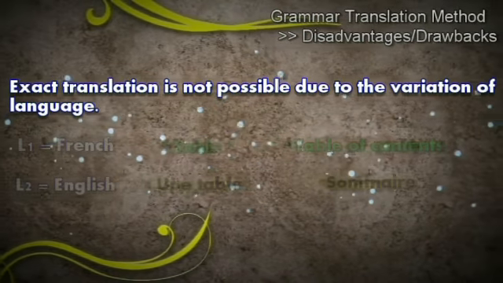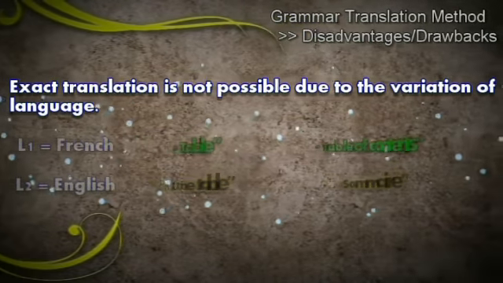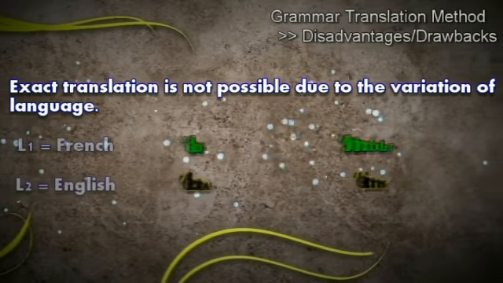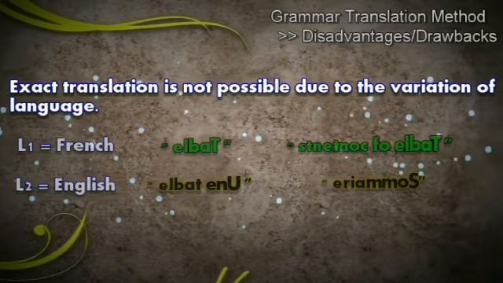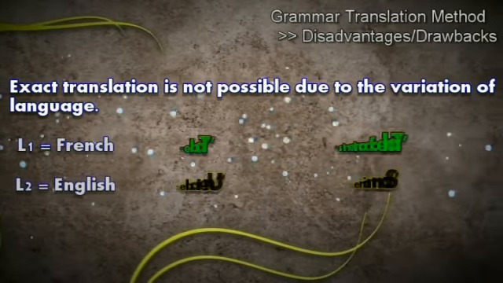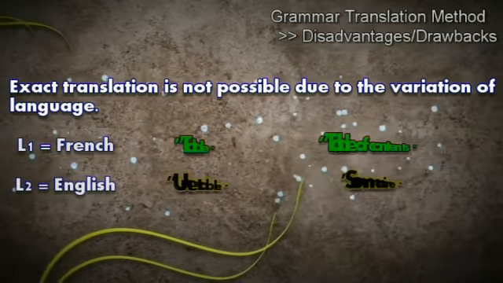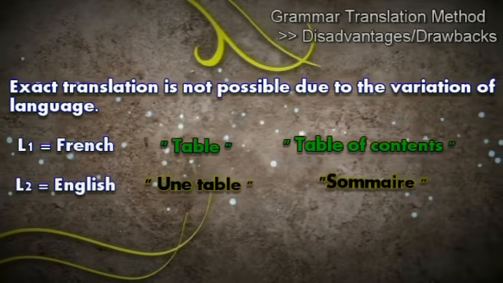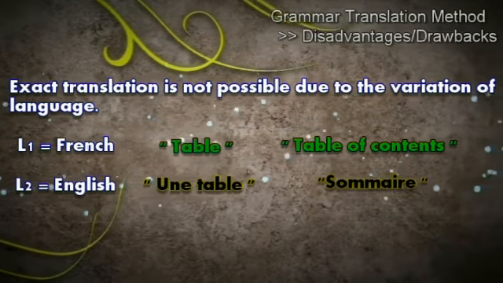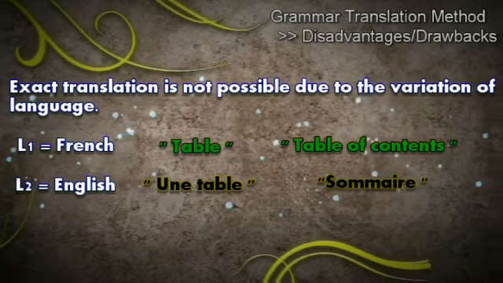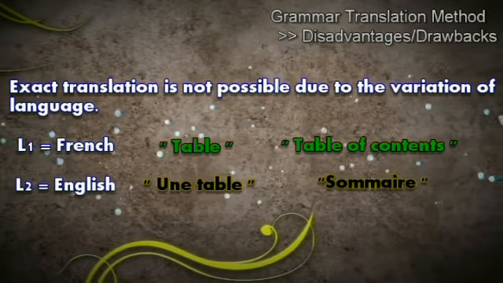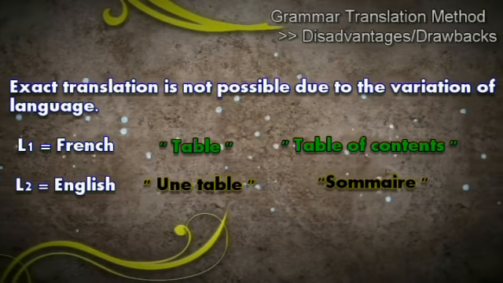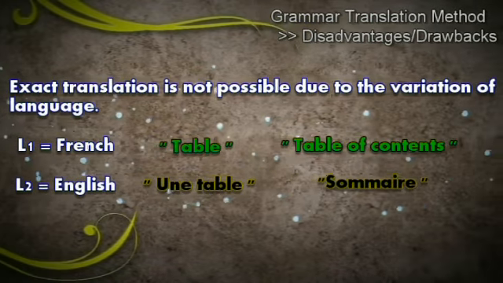Supposing that our mother tongue, L1, is French, and the target language, L2, is English. So we have here two possibilities. We have the word table and the phrase table of contents. The exact translation of the word table is "table", and it's correct. And the exact translation of the phrase table of contents is somewhere, and it's correct.